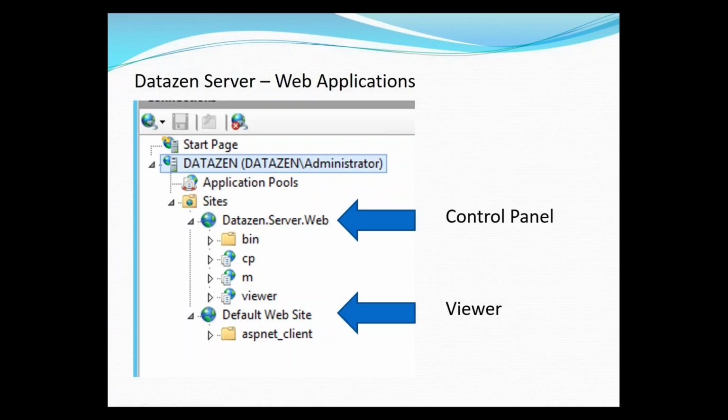So this is one of the great advantages of Datazen, that you can make it available internally only, or you can make it available externally without having to connect to a VPN or any other type of connection. You simply open your browser, point to a URL, and it will allow you to connect to your Datazen server through a secure port.